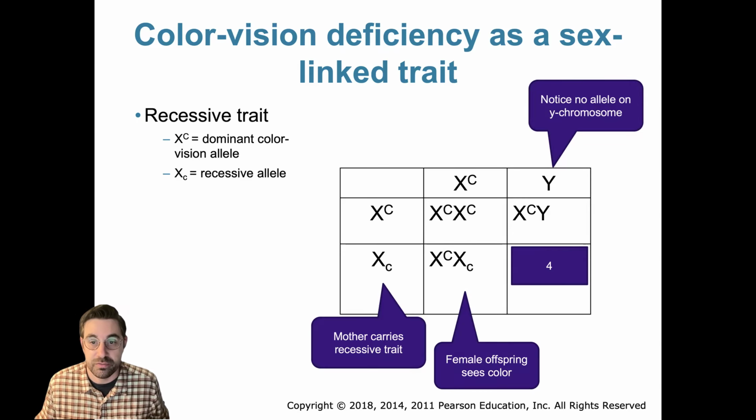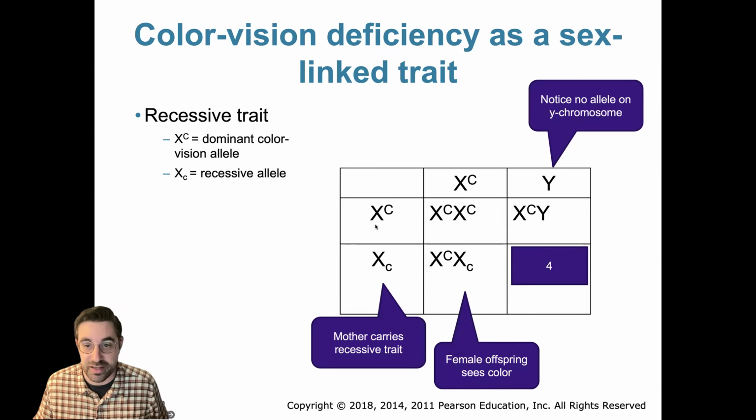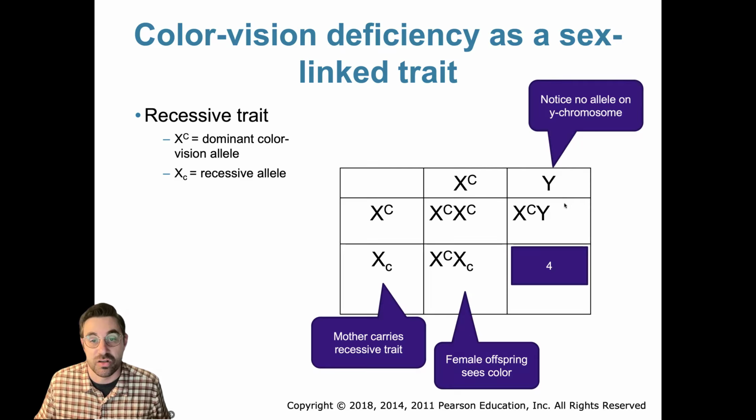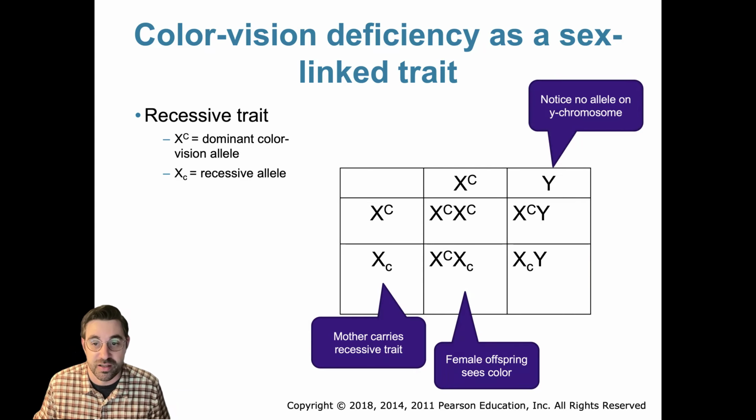This male offspring would receive a dominant X chromosome and no information at all from the Y. So the Y doesn't contribute at all. The dominant trait turns to color vision for this individual.